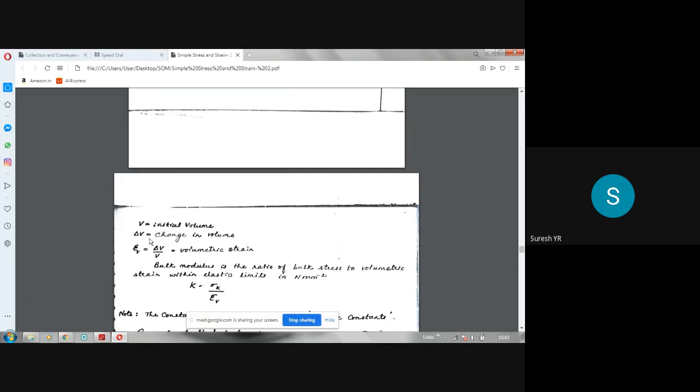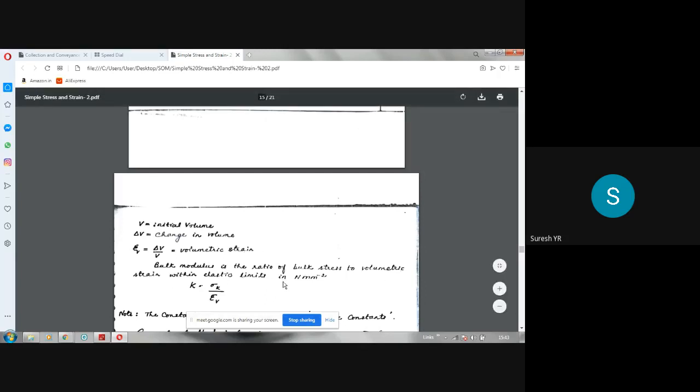Now if you take the ratio of change in volume to initial volume, that is called the volumetric strain. So see, in strains we have different types: linear strain, lateral strain. Now this is volumetric strain. Volumetric strain is nothing but the ratio of change in volume to initial volume within elastic limits.